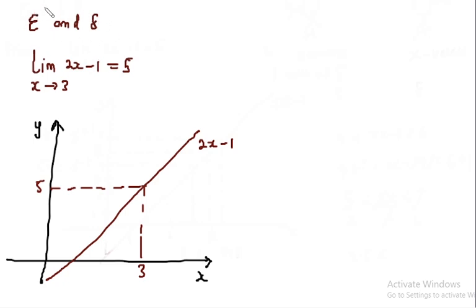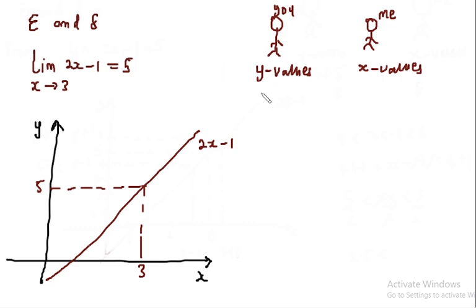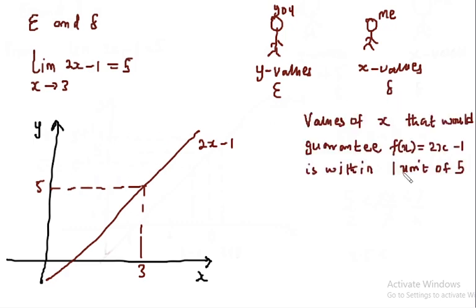Think of epsilon and delta as kind of like a game. Let's say in the game, this is you and this is me. In the game, you are meant to give me a range of values for y, and then I am meant to give you a corresponding range of values for x. The range of values that you're supposed to give me in this game is the epsilon. The corresponding range of values that I'm supposed to give you back based on your y values is the delta. So I'll show you how it works out in this case.